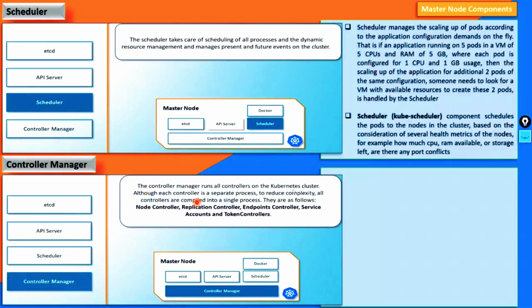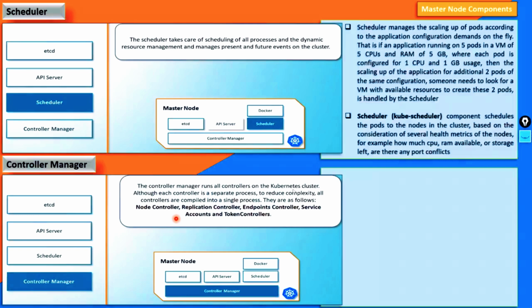Next is the controller manager. The controller manager runs all the controllers on the Kubernetes cluster. What are the controllers? Node controllers. Somebody has to control the node through the controller manager. So the controllers are the node controller, replication controller, endpoint controller, service accounts, and token controllers. So see, you were thinking that it is only one controller manager. No, the controller manager has sub-functions.